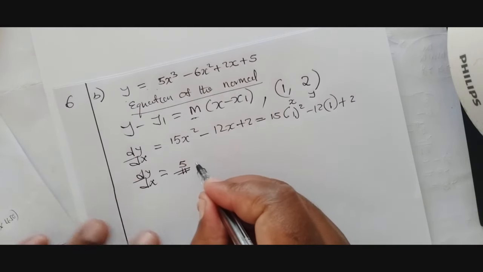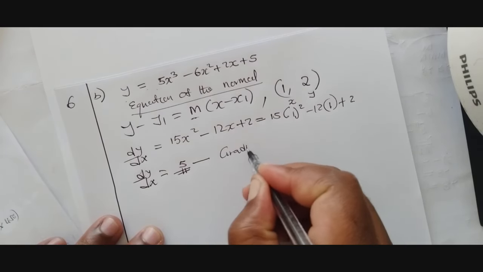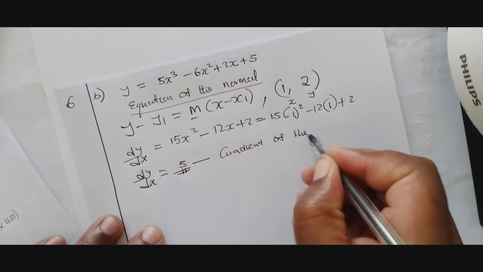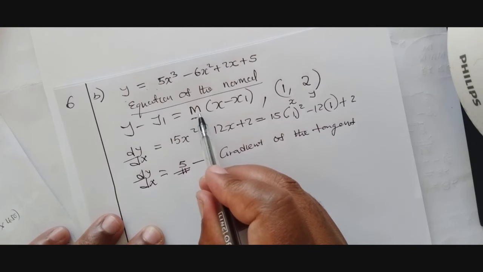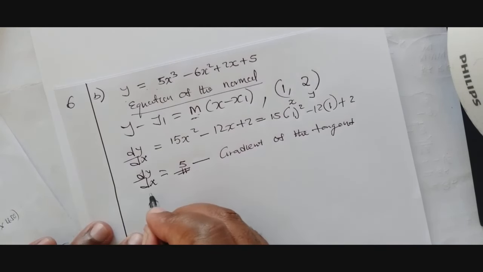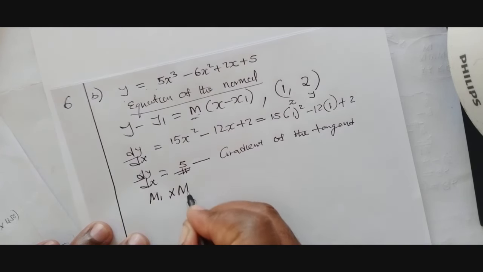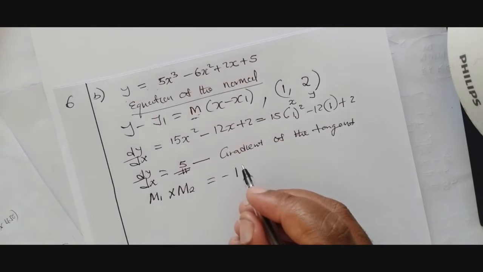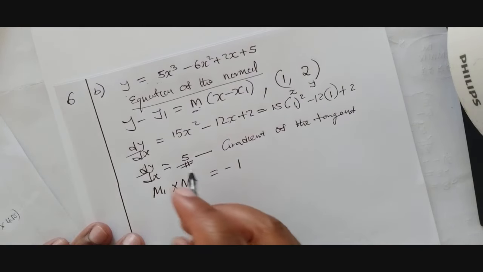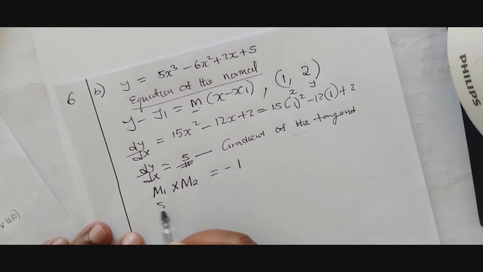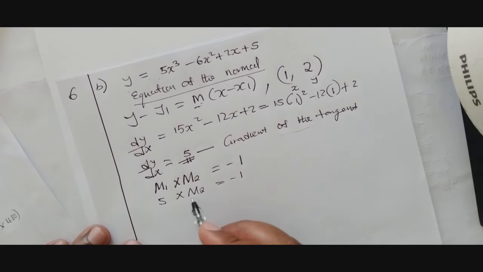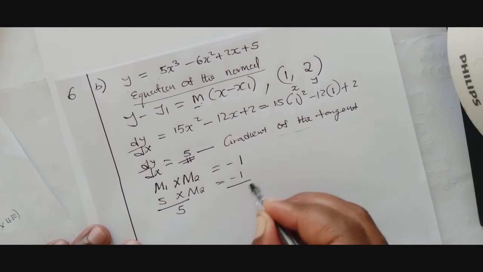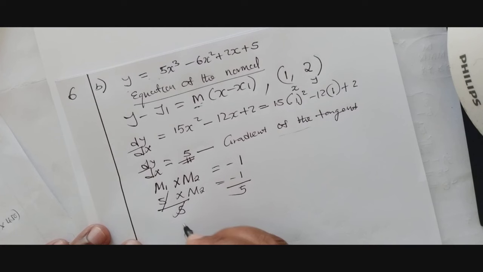Note that this is the gradient of the tangent. So to find the equation of the normal, we need the gradient of the normal. How do we do that? The gradient of the normal times the gradient of the tangent produce negative 1. So if the gradient of the tangent is 5, 5 times m2 is equal to negative 1. So to get the gradient of the normal, we divide by 5. We divide by what? 5. This and this will cancel. Therefore, m2 is negative 1 over 5.